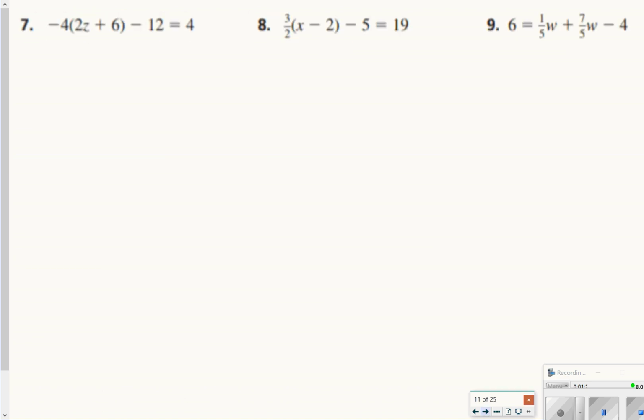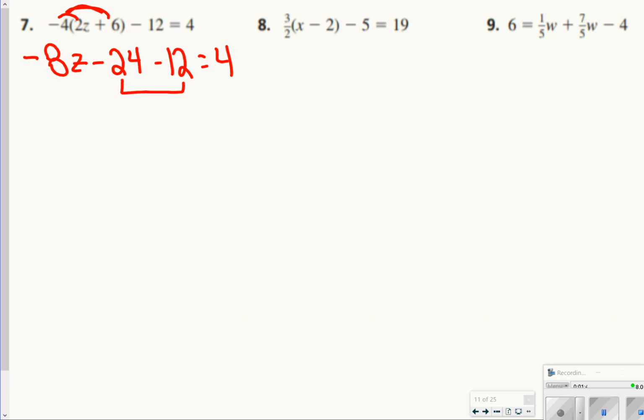For number 7, you had to do a little bit extra work for these. You had to distribute first. So negative 8z minus 24 minus 12 is equal to 4. You can go ahead and combine these like terms. So negative 8z minus 36 is equal to 4.